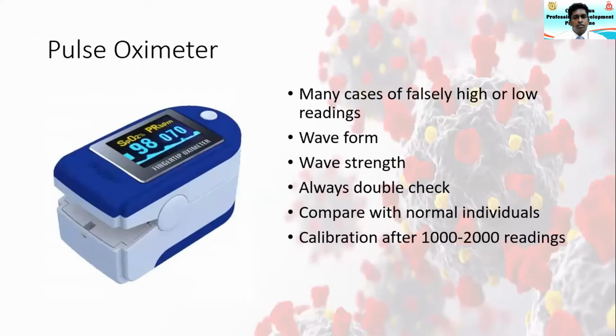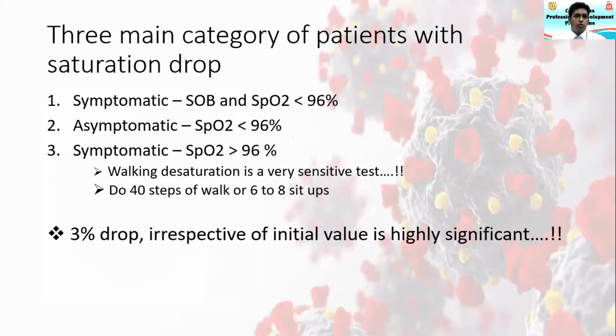The next important piece of equipment is the pulse oximeter. Many pulse oximeters you will come across in the market show falsely very high or low values. So especially when you work with this machine, you have to be very careful about the waveform and wave strength, and you have to always double check with a normal patient. And you have to calibrate these machines after 1000 to 2000 readings.